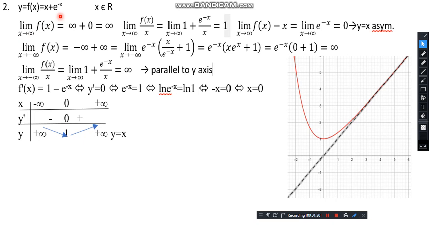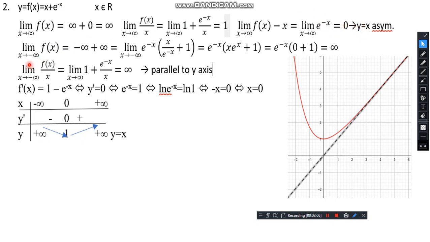Now take f of x equals x plus e^(-x), also x belongs to R. I don't have a denominator, and e^(-x) is always positive. So the limit as x tends to infinity, you have infinity plus 0, infinity. For the direction, if you divide by x, you have e^(-x) over x, exponential stronger. Why? Because e power minus infinity is 0, 0 over infinity is 0, so plus 1. And if you do f of x minus ax, with a equal to 1, it will be minus x. You're going to get only e^(-x), and e power minus infinity is 0. In that case, y equals x is an asymptote.